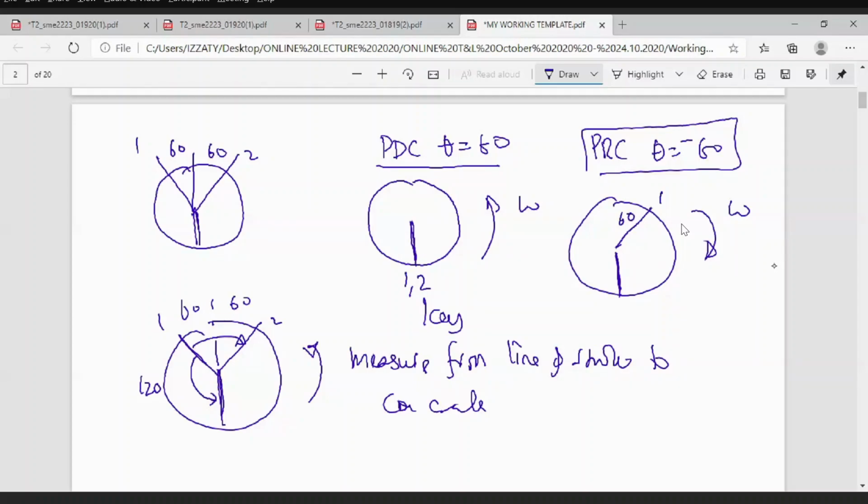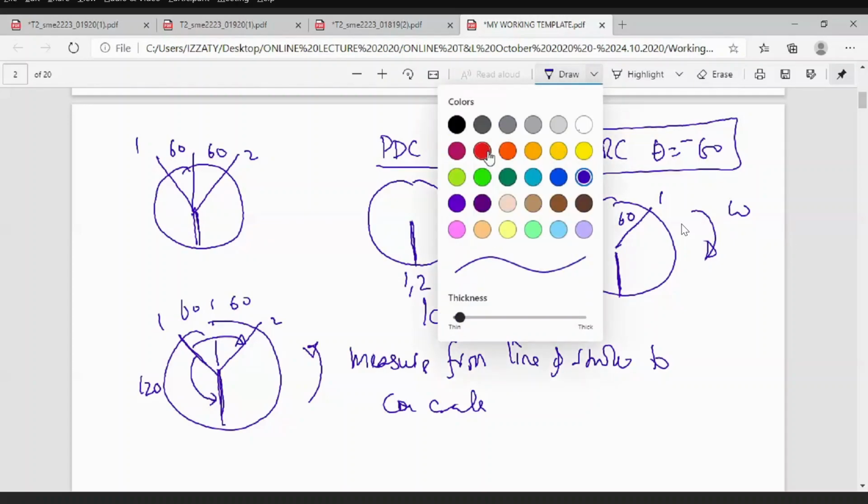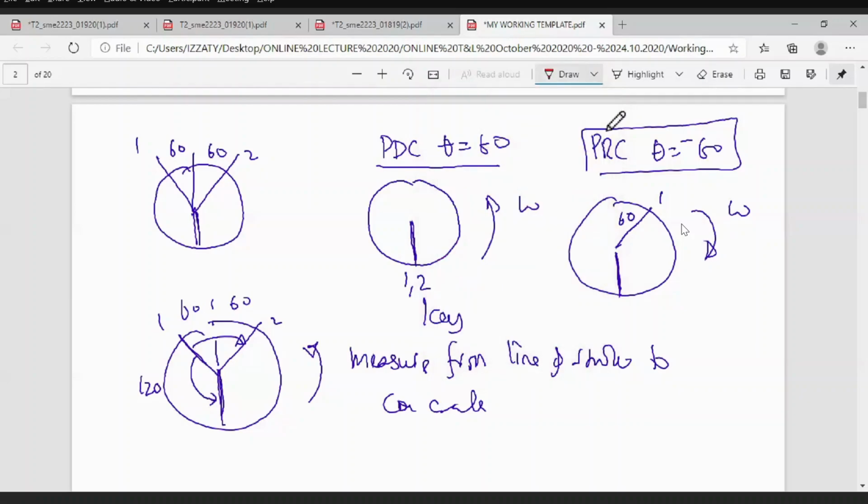Okay, now number two. What happened to number two now? Measured from the line of stroke, just remember that keyword. Measured from the line of stroke to the common crank. How far does it go? It goes 120, another 120 is 240. So now you also go 240, but in the opposite direction. So cylinder number 2 is not balanced.